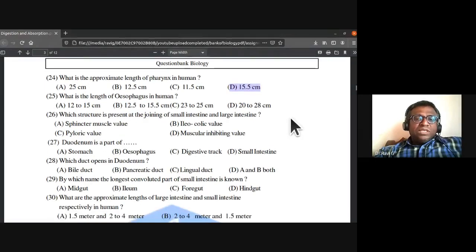What is the length of esophagus in human beings? The 25th answer is C, 23 to 25 centimeter. The length of esophagus is 23 to 25 centimeter.